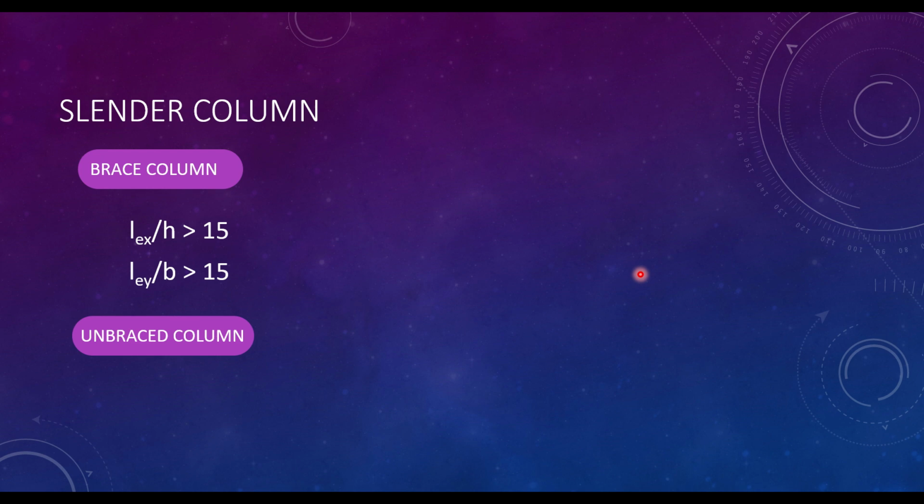In the case of an unbraced column, for the column to be considered slender, the slenderness ratio, which is the ratio of the effective length to the size of the column, must be greater than 10. So we know how to determine B and H. How do we determine the effective lengths LEX and LEY?